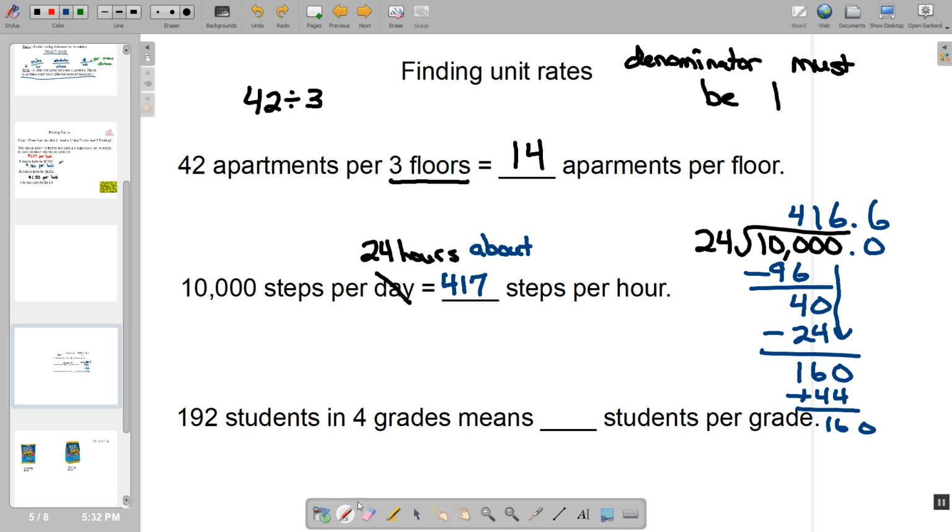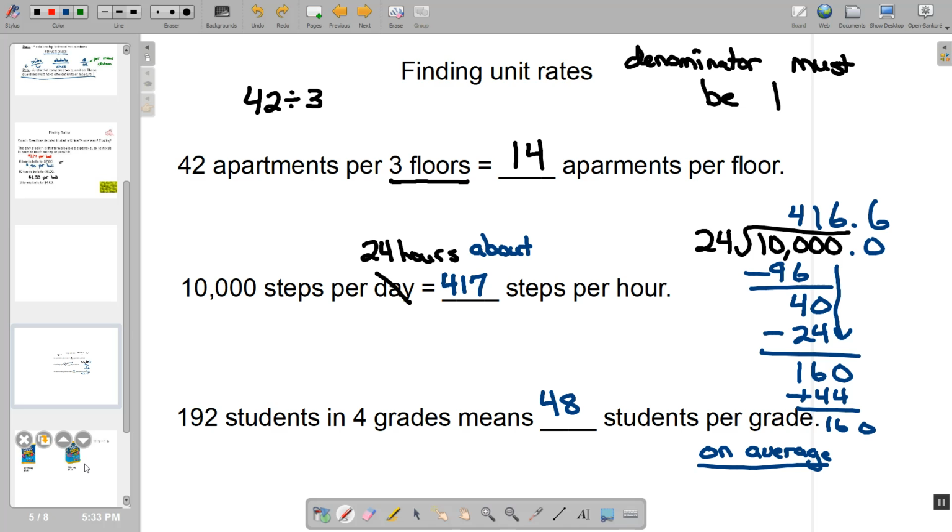And since we rounded, we need to use the magic math word about, that we are not exact. So then 192 students in 4 grades. We do the exact same thing. We do 192 divided by 4, which would be 48 students per grade. Another word you might see here is on average. And we've probably done averages before in math, but when you're doing unit rates, you're probably doing averages as well.